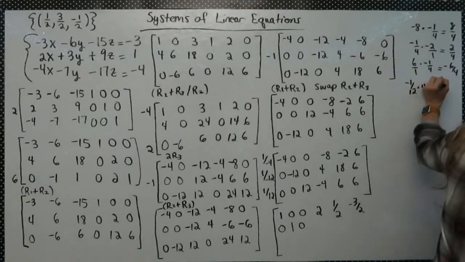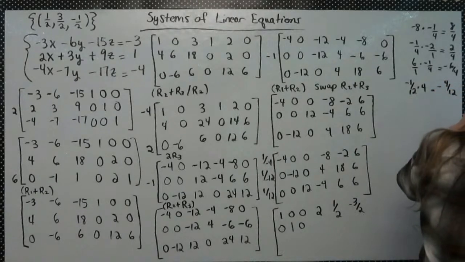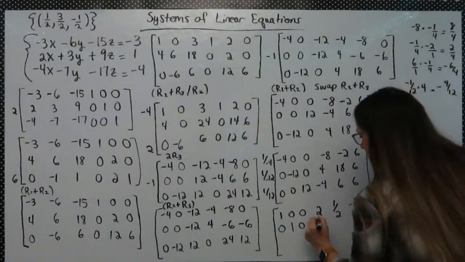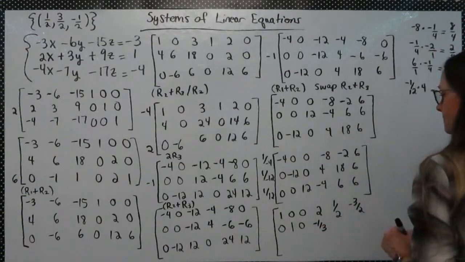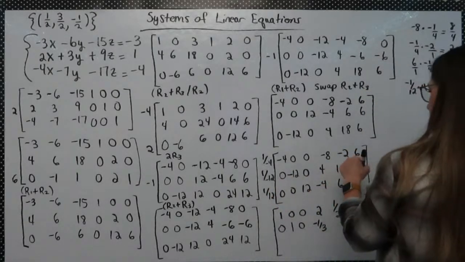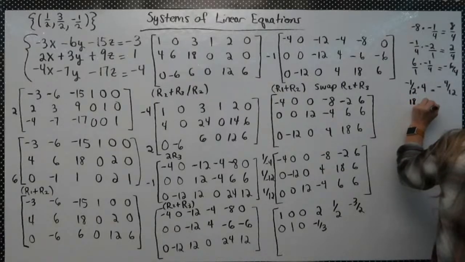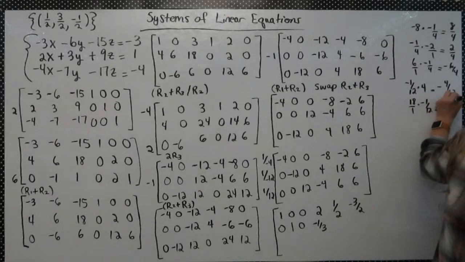And that equals -4 over 12. And that is going to reduce down, let's see, 4 is 1/3, -1/3. And then -12 times 18. So that's going to be -18 over 12.